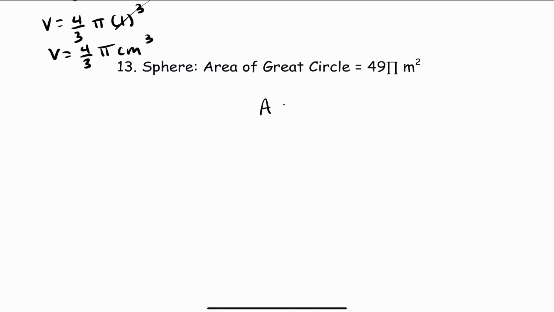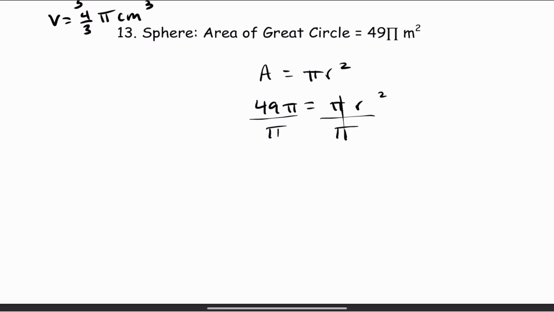So A equals pi r squared, and I'm going to replace A with 49 pi. Okay, so I know that both sides of the equation have a pi, so I'm going to divide both sides by pi here. So I'm left with r squared is equal to 49. So taking the square root, r is equal to 7. Now if r is equal to 7, then you should be able to find the volume of the sphere here.